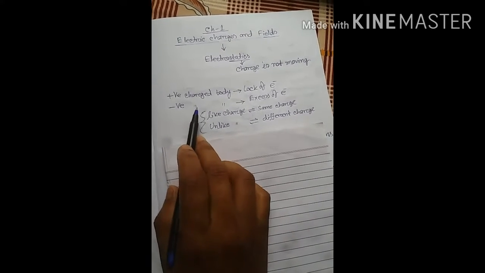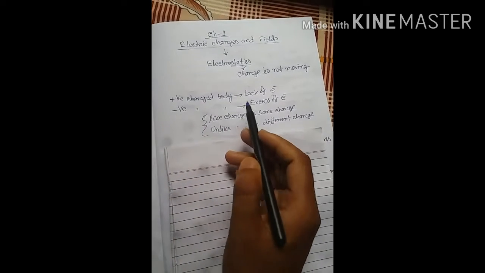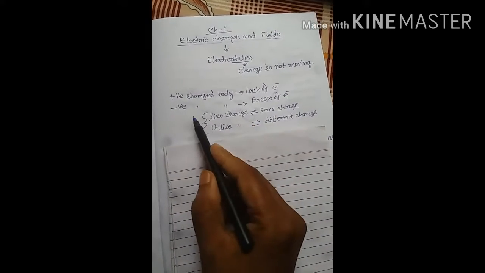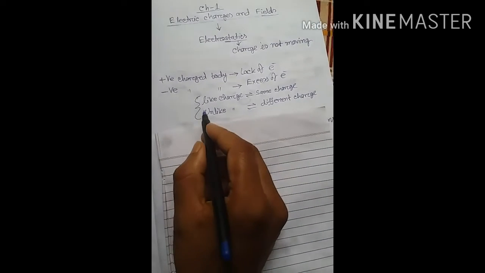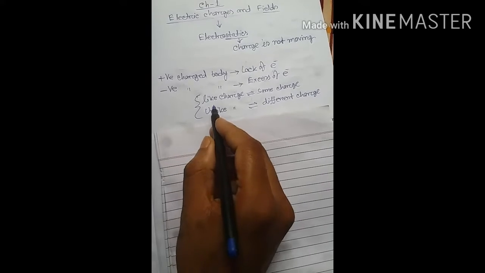One is positive charge and the other is negative charge. Positive charge means there is a lack of electrons, and negative charge means there is an excess of electrons in the body.